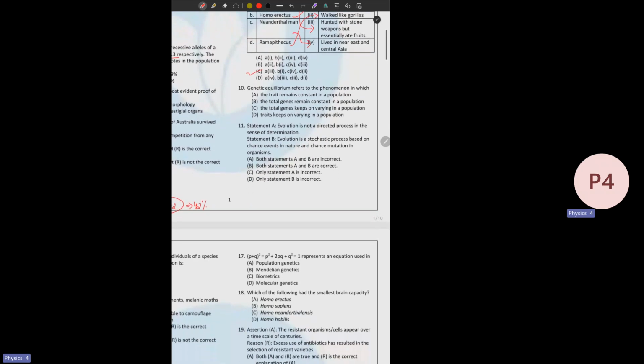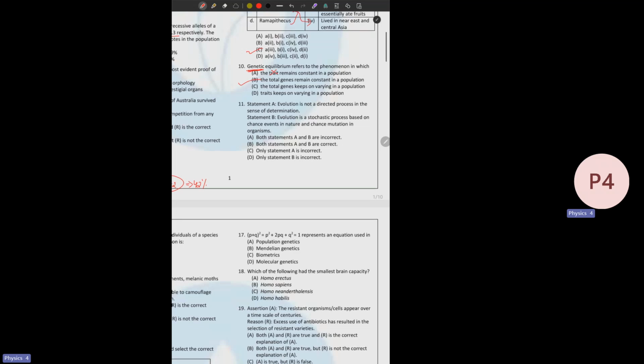Next, genetic equilibrium refers to the phenomenon in which the trait remains constant in a population. No, we are talking about genetic equilibrium, that is, the amount of genes should be constant in a population. So the correct answer is B.